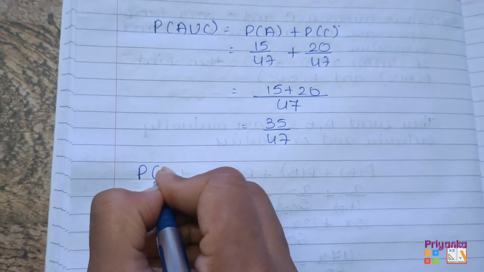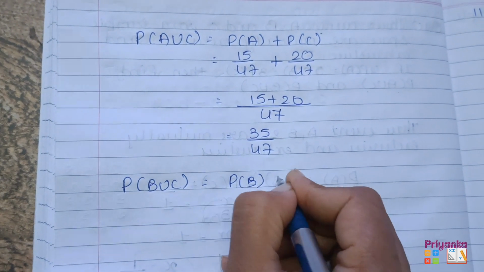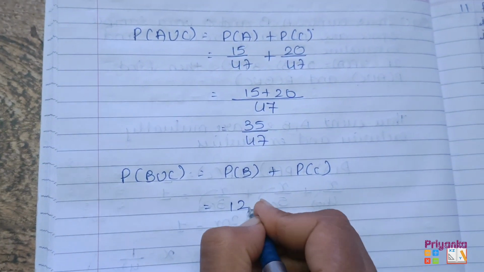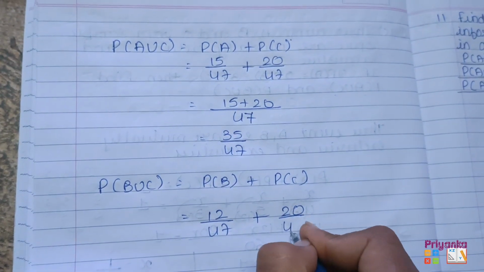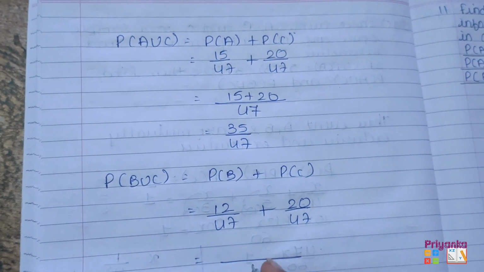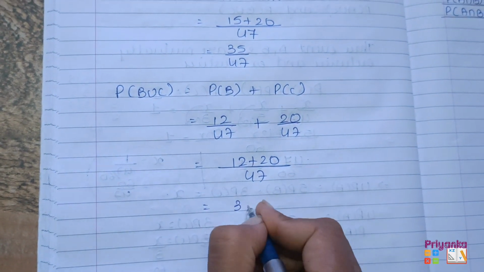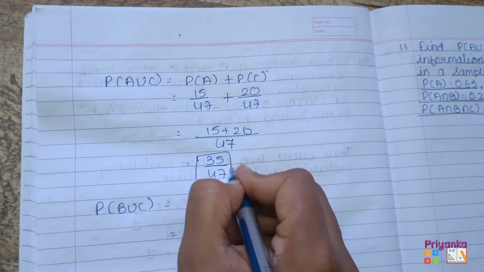Same will apply for P of B union C, which is P of B plus P of C. Here it would be 12 upon 47 plus 20 upon 47. Again the common number is 47, and 12 plus 20 will become 32 upon 47. So that's the answer we found.